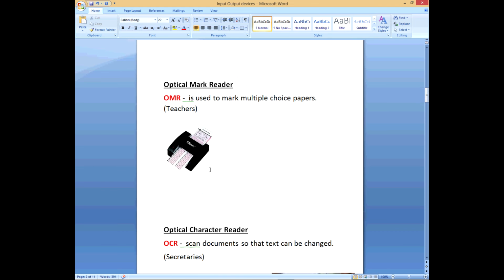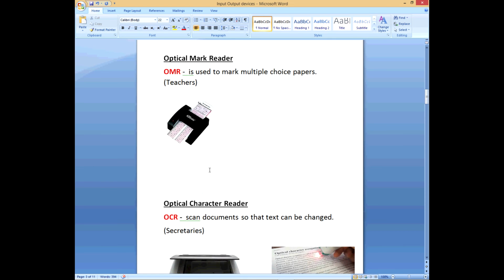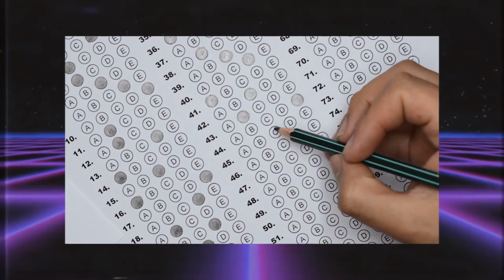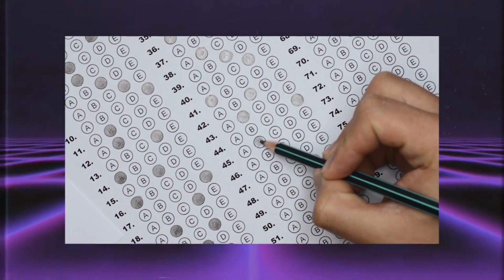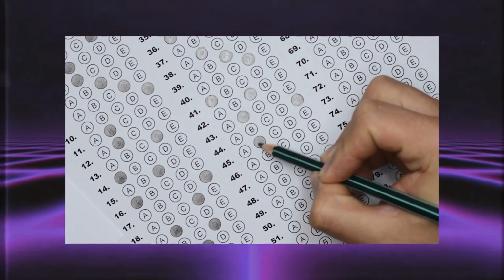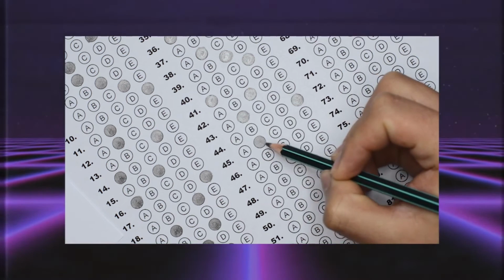All right, let's look at some input devices now. The first one is the optical mark reader. Now most of you have taken a multiple choice exam. Most of you did GSAT. Nobody does common entrance anymore. Or you did PEP, whichever one. Either one of them, you would have used a bubble sheet. The bubble sheet has the little circles that you're supposed to shade in, and then you're handing in your paper with your name on it. Please do not forget to put your name on your test.